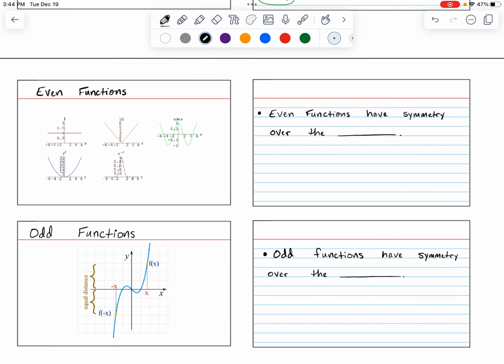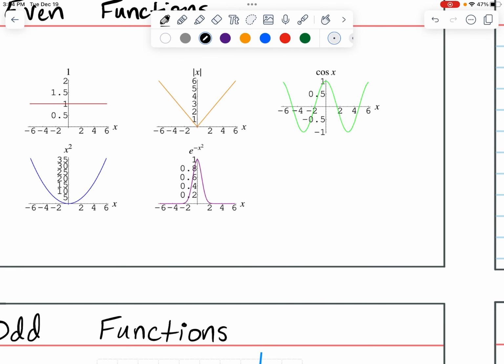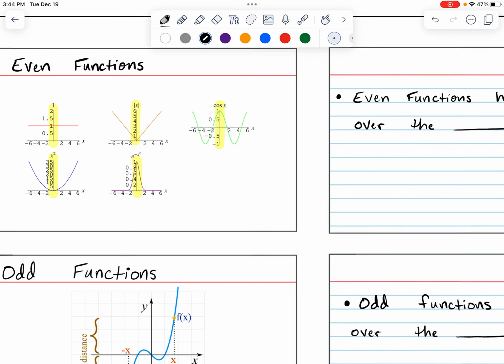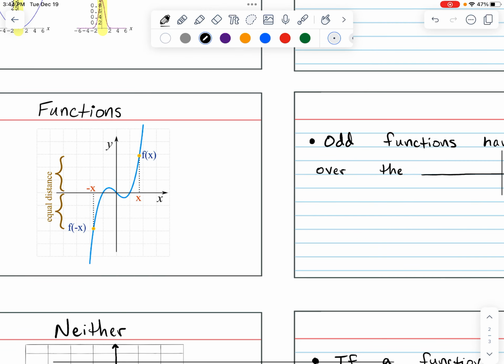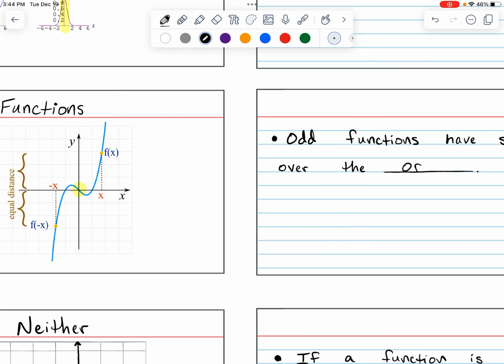Okay, the last things for us to talk about are even and odd functions. Even functions, you see some examples here, are symmetrical over the y-axis. As you can see, all of these have perfect symmetry over that y-axis. And then odd functions have symmetry through the origin.